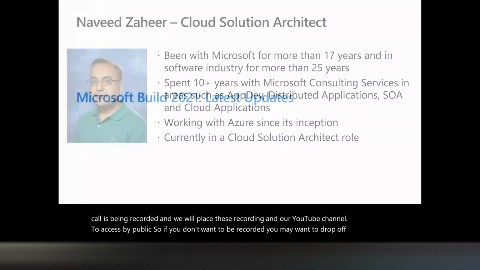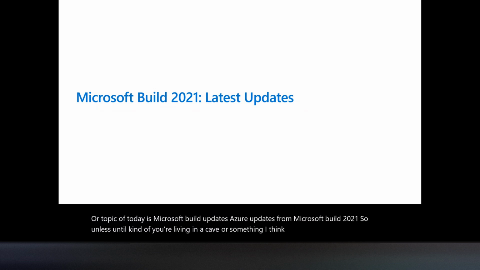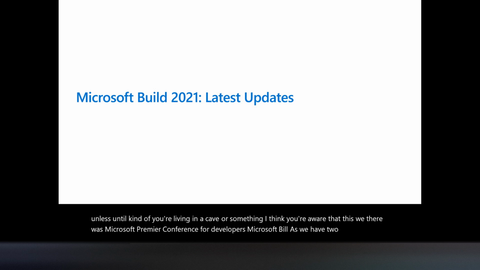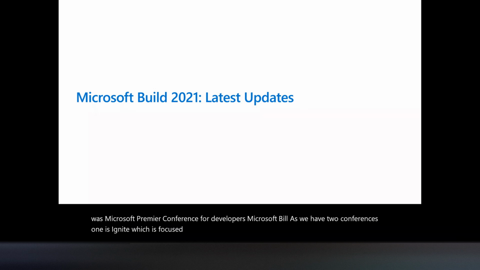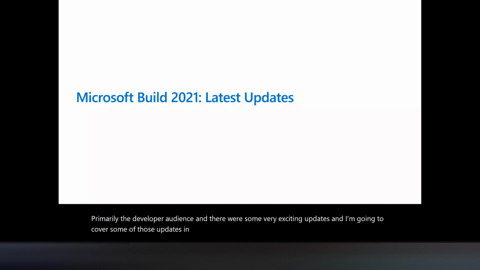Okay, so our topic today is Microsoft Build updates, Azure updates from Microsoft Build 2021. Unless you are living in a cave or something, I think you're aware that this week there was Microsoft's premier conference for developers, Microsoft Build. As you know, we have two conferences. One is Ignite, which is focused on a broader IT audience, and then we have Microsoft Build, which is focused primarily on the developer audience. There were some very exciting updates, and I'm going to cover some of those in this particular session.